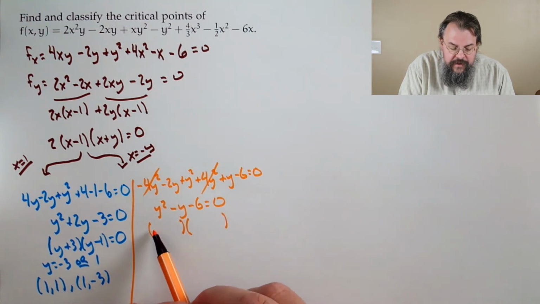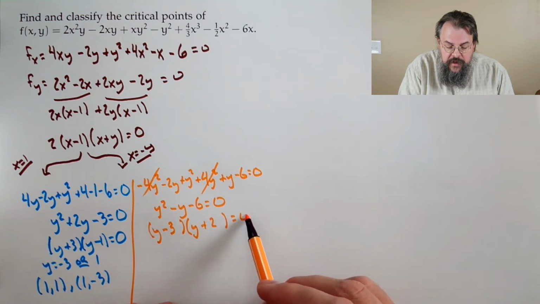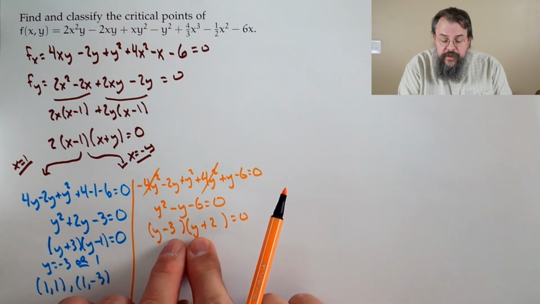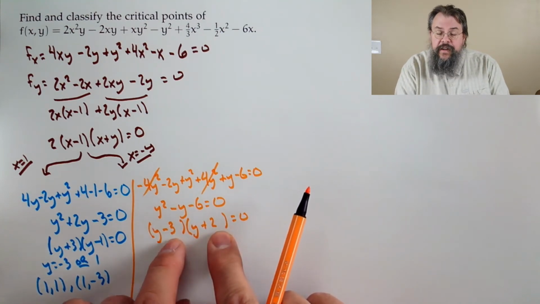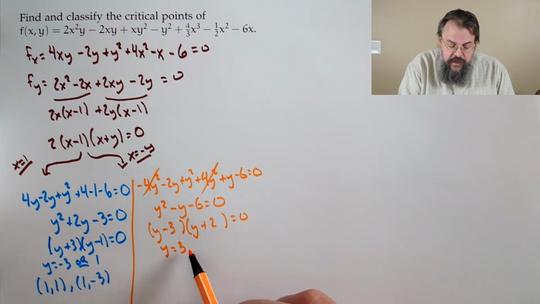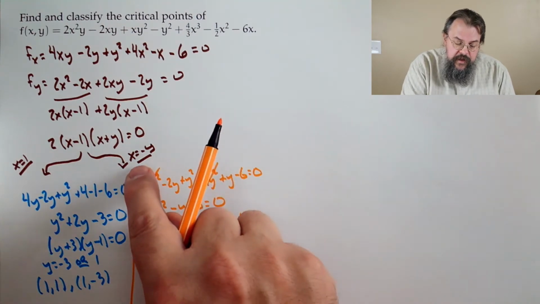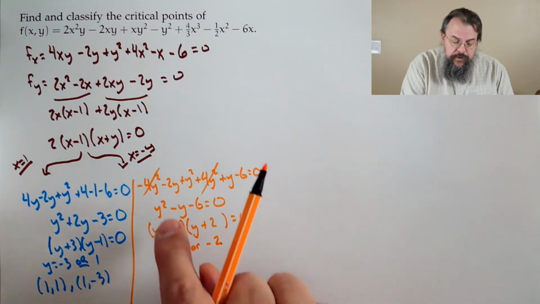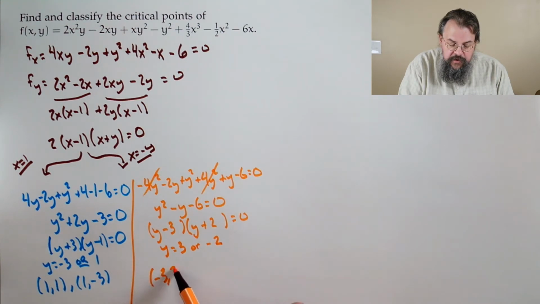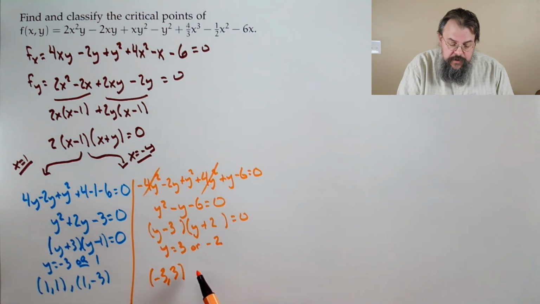Can you see it? It's going to be y minus 3, y plus 2. Because you can check. You get y squared, good. Plus 2y minus 3y is minus y, and minus 6. So that says, hey, y is 3, or it's negative 2. And remember, x is the negative of y. So if y equals 3, then x would be negative 3. So negative 3 comma 3. And if y equals negative 2, x would be minus 2, which is positive 2.